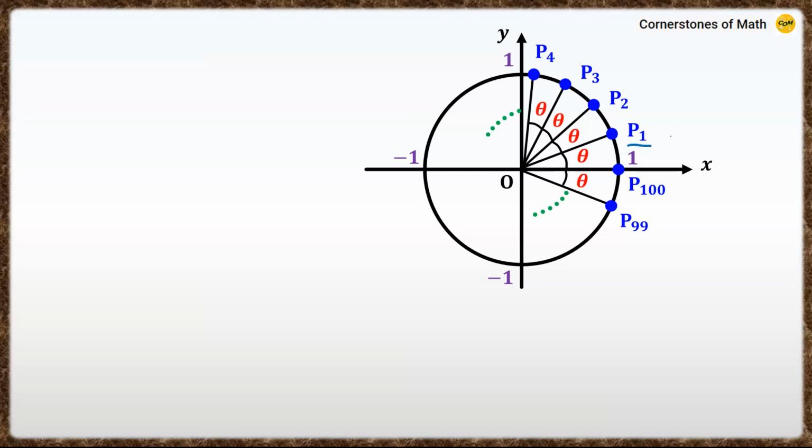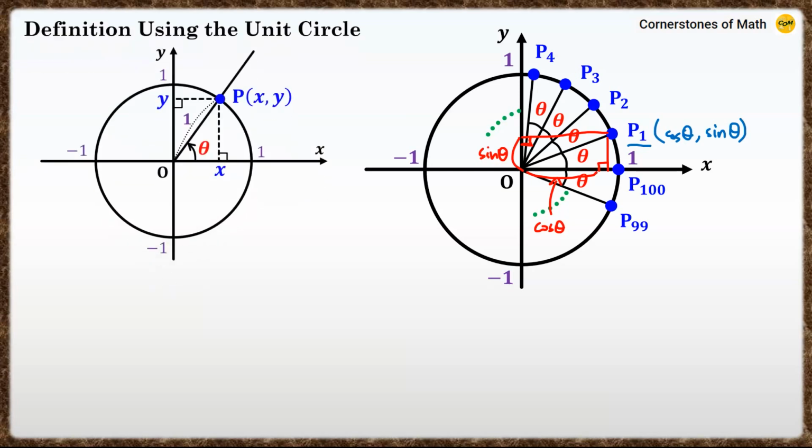Starting from P1, you can easily understand that its coordinates are (cosine theta, sine theta). Now some of you might think that it's because this length is cosine theta and this length is sine theta. And although it is kind of true, the more precise statement is that they are the very definitions of cosine and sine by the so-called unit circle definition.